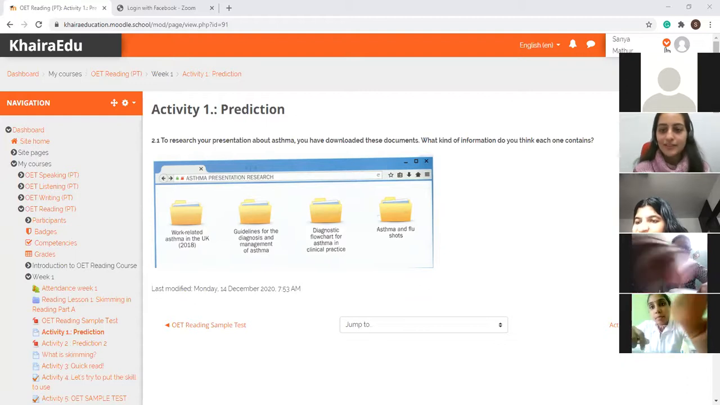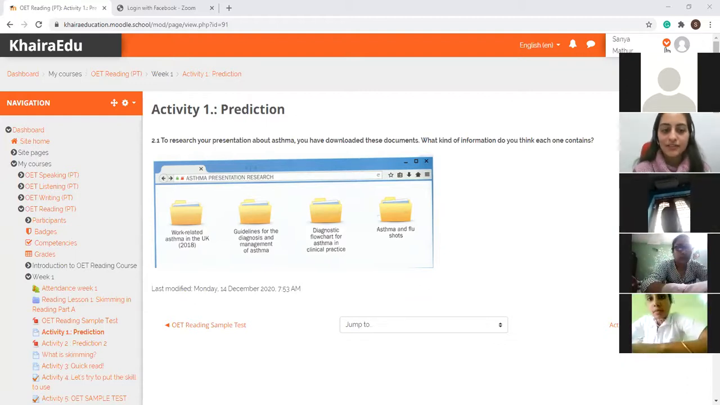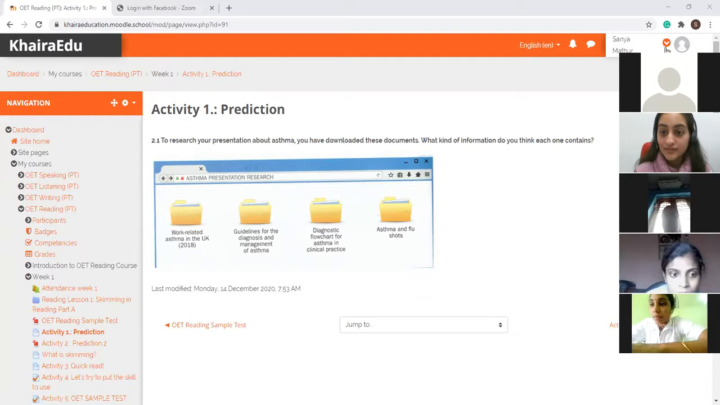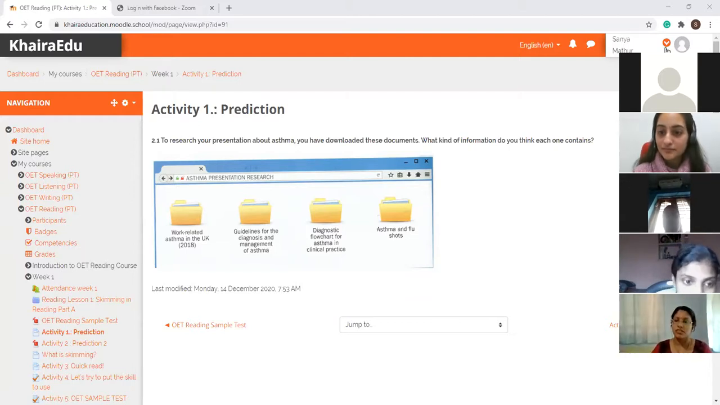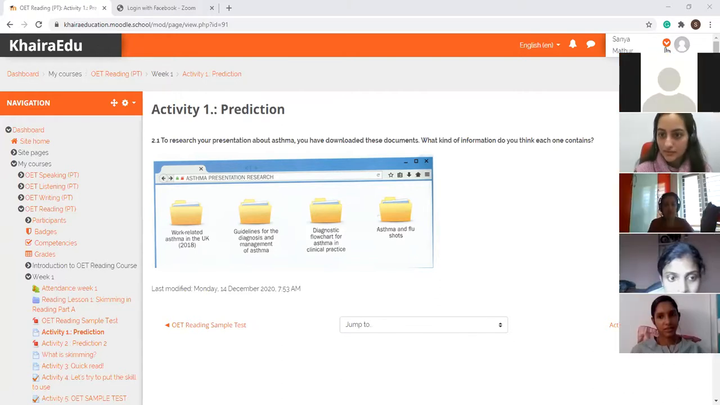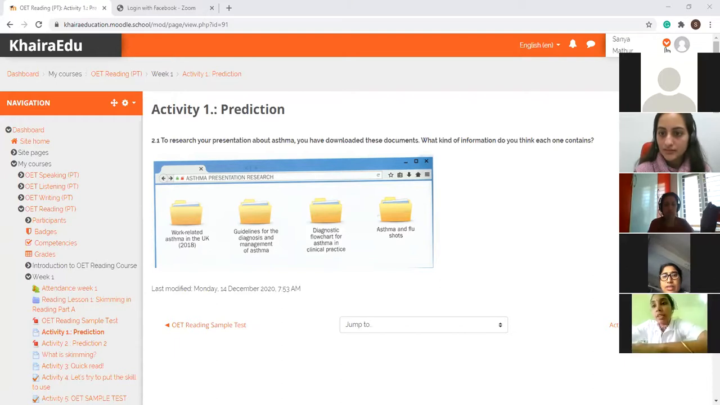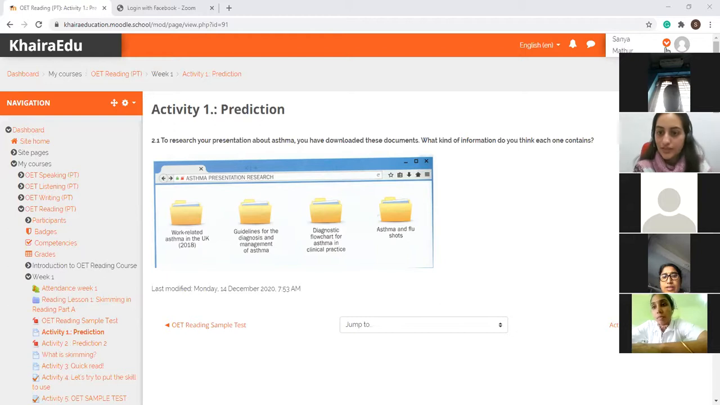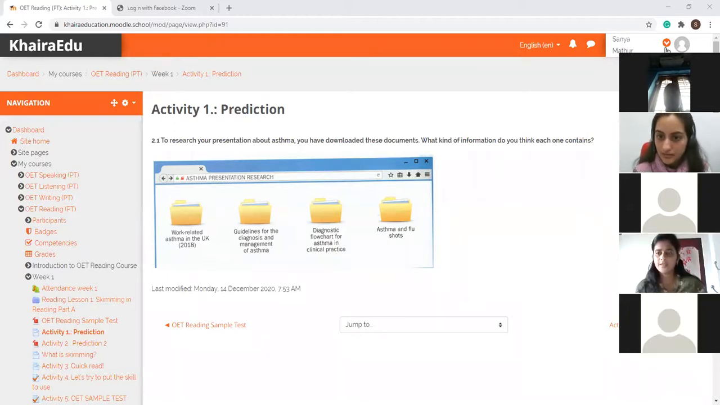All right, let's talk about the second folder, guidelines for the diagnosis and management of asthma. Instructions. Yes. Instructions to manage and diagnose the condition. Yes. Diagnosis and management. So guidelines, instructions for that. Yes. Diagnostic methods for identifying. Yes. Measures and methods. Yes.